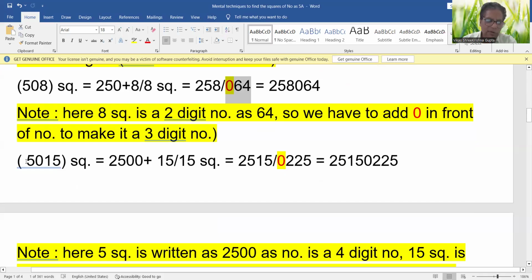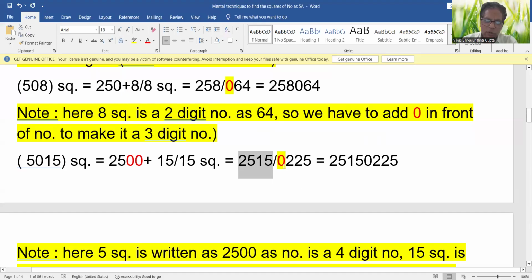In the same way, now I have to find the square of this big number, 5015. Now 5 square is equal to how much? 25. But because it's a 4-digit number, I will get 4 digits by putting 2 zeros at the end. These 2 zeros I will put at the end, and it becomes 2500. Then I simply add 15 to that number. The technique is the same, whether it is a 2-digit, 3-digit or 4-digit number. So I add 15 to that number, and it becomes 2515, followed by the square of 15.